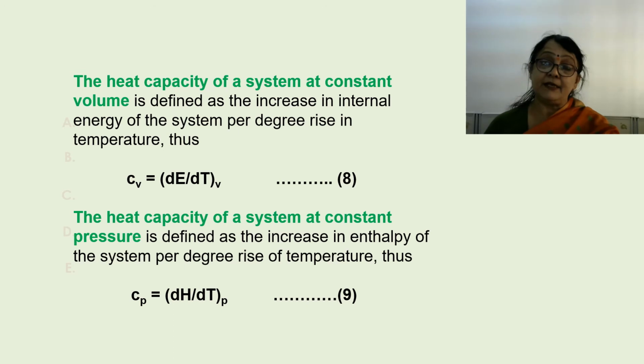The heat capacity of a system at constant volume is defined as the increase in internal energy of the system per degree rise in temperature, and it is given by the equation Cv is equal to del E upon del T at constant V. Similarly, the heat capacity of a system at constant pressure is defined as the increase in enthalpy of the system per degree rise of temperature. Thus, the equation is Cp is equal to del H upon del T at constant P.